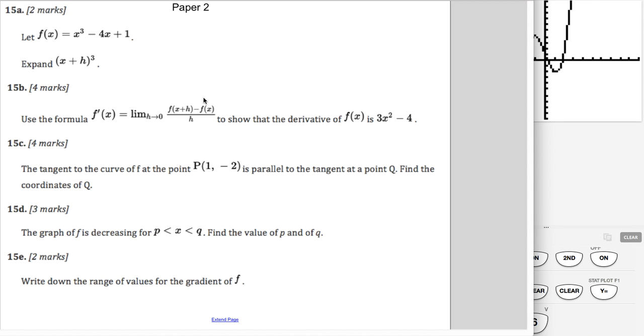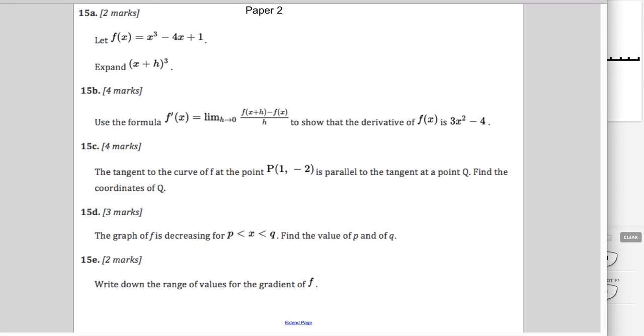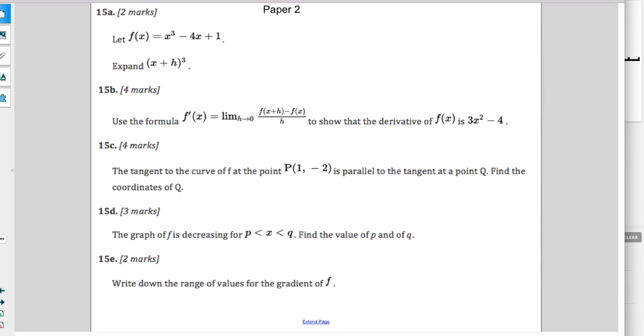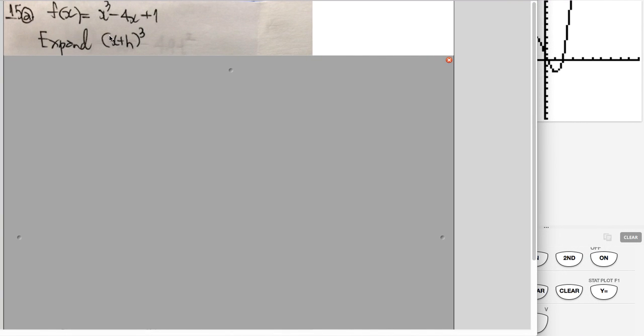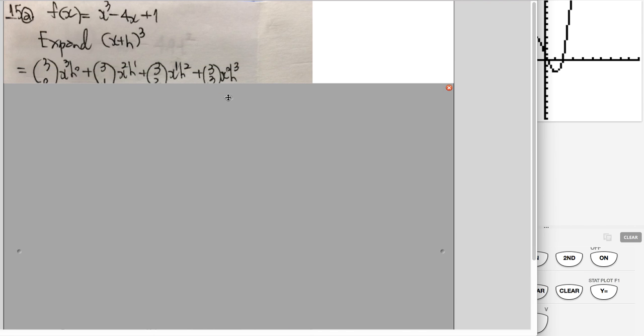Let's start with the first one. So what we're trying to do here is expand x plus h cubed. There's a few ways you could do it. You can just grind it out and multiply x plus h times x plus h times x plus h, and that is a good solution, although a time-consuming solution. So because time is of the essence, let's see if we can use a technique that'll put the formula booklet in play.